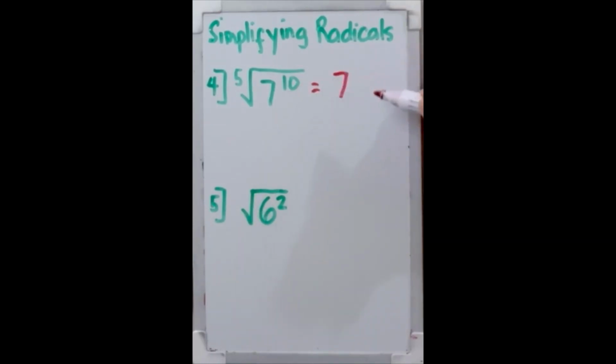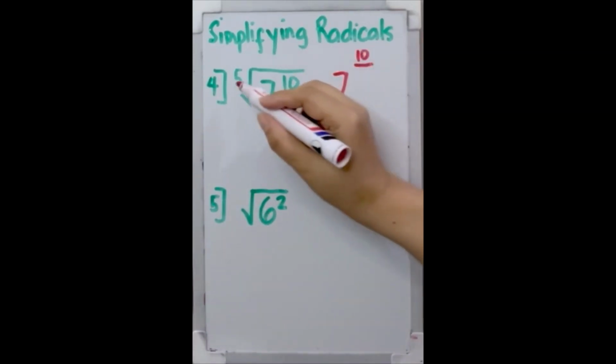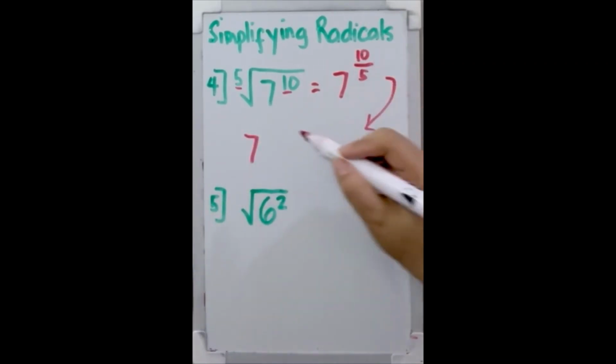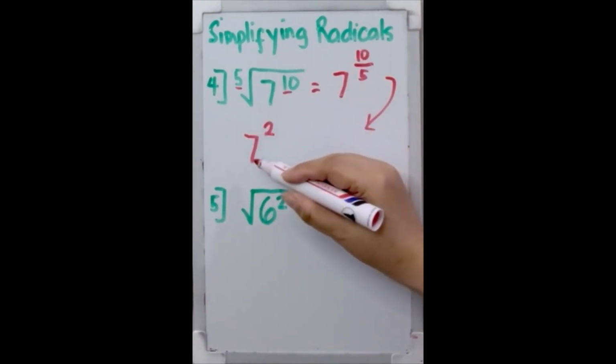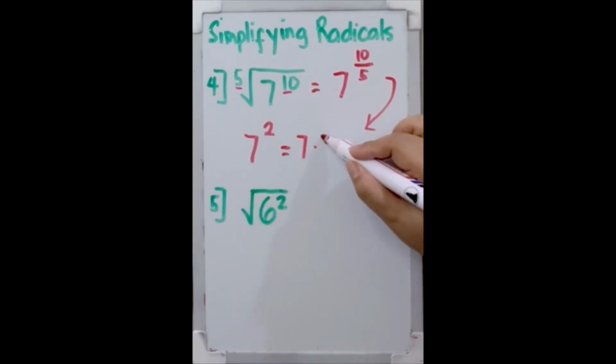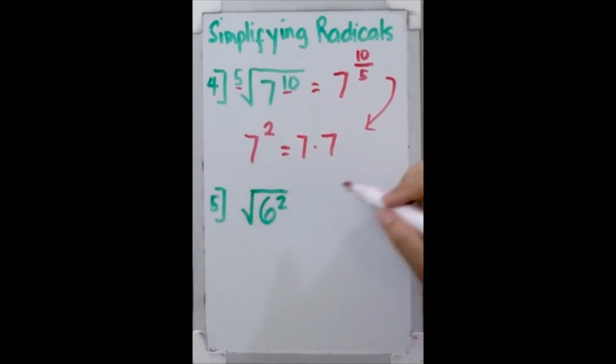Our fourth example, fifth root of 7 raised to 10. Rewriting, we will write 7, then 10 all over 5. So 7 raised to 10 over 5 is equal to 7 raised to 10 divided by 5, which is equal to 2. 7 squared is just saying 7 times 7, multiplying 7 twice, which is equal to 49. So our answer for number 4 is 49.